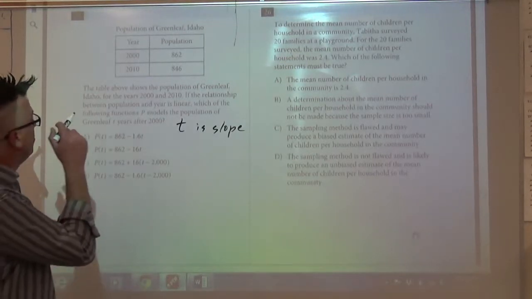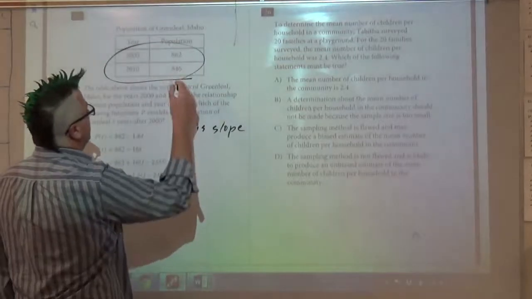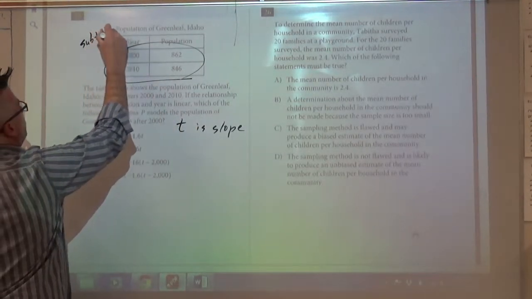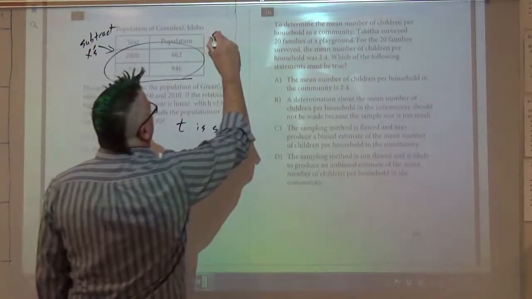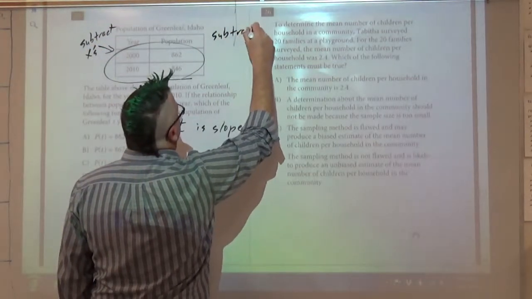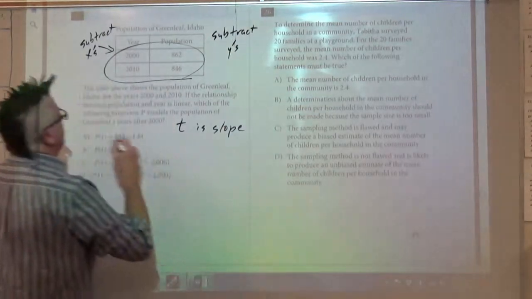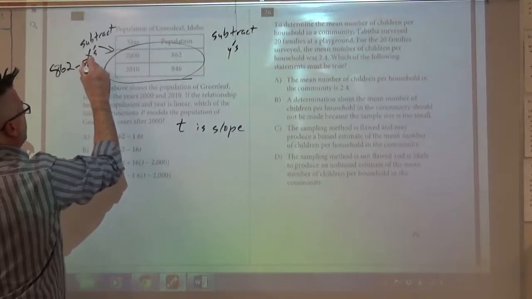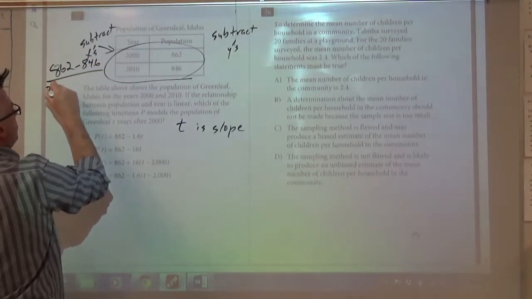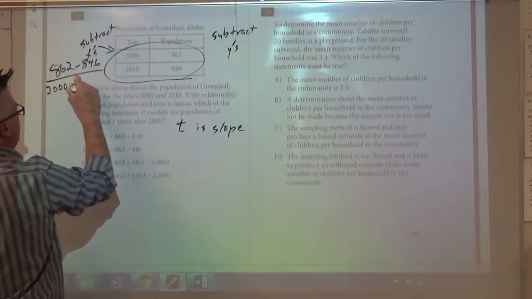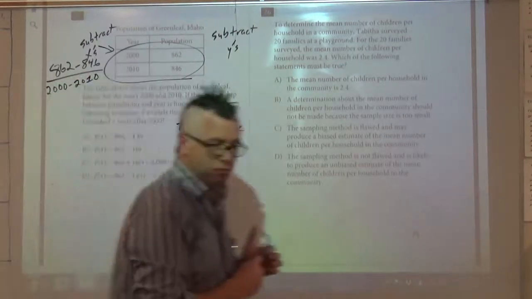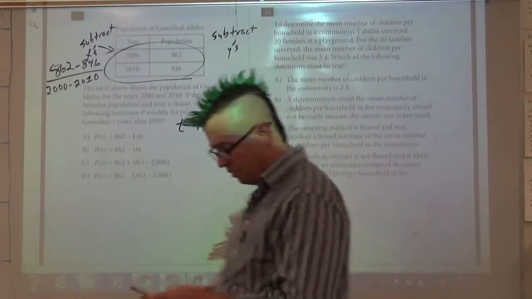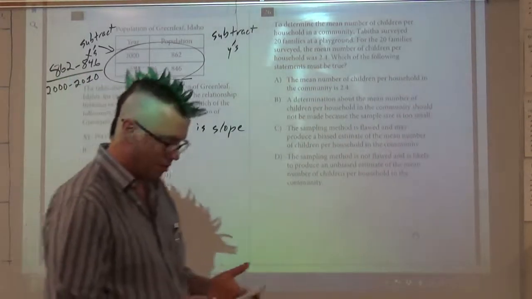We're going to need to figure out slope, so what I'm going to do is subtract my x's, subtract my y's. So I've got 862 minus 846, 2000 minus 2010. It's the calculator section, so we might as well use it. It helps if they have a battery.